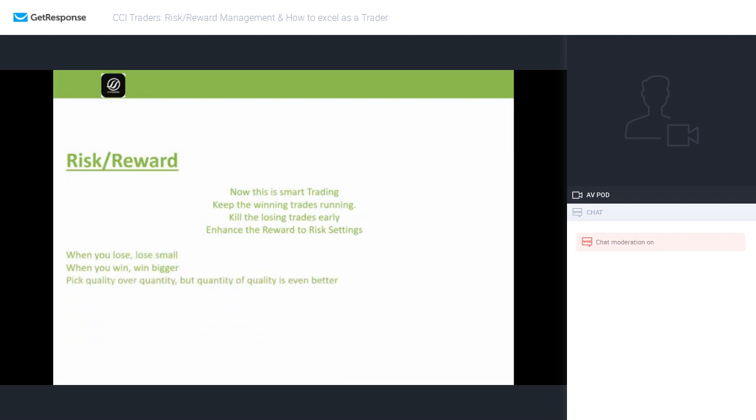Pick quality trades over quantity, but wherever you can, pick quantity of the quality. Would make your life even better and even stronger. Let me show you how much of an impact adopting a higher reward to risk will make for you as a trader.